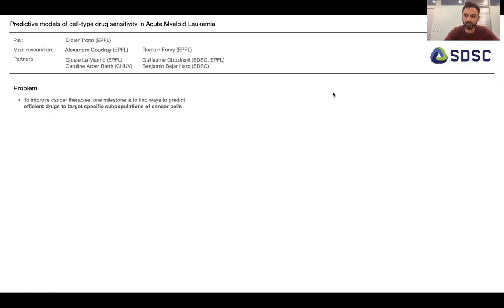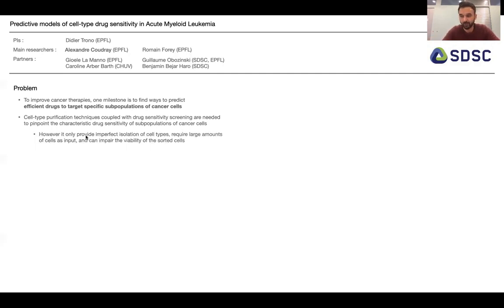So if one wants to do that experimentally, you will need to use purification techniques and then to pass the sorted cells through a drug sensitivity screening. However, this requires typically a large amount of cells as input and leads only to imperfect isolation of cell types. Also, it can impair the viability of cells and thus bias the drug sensitivity screening readout.